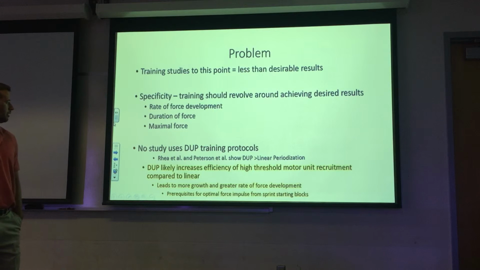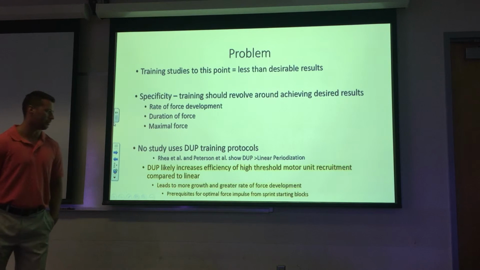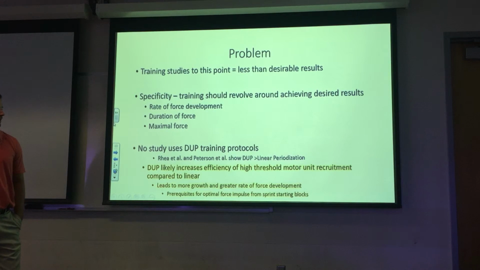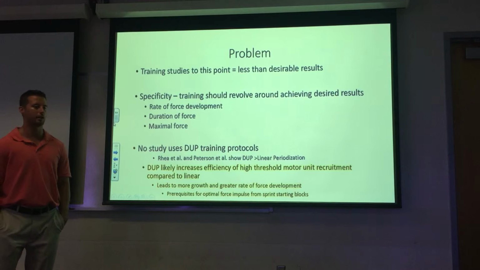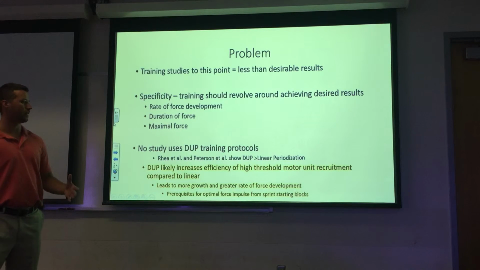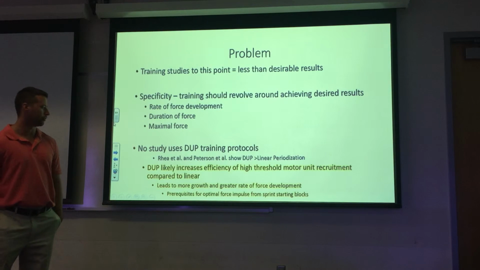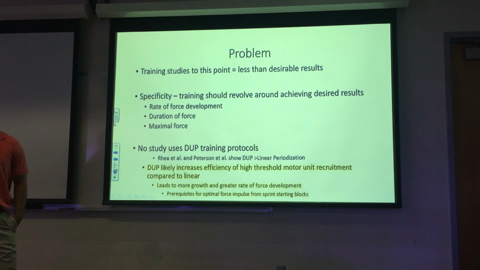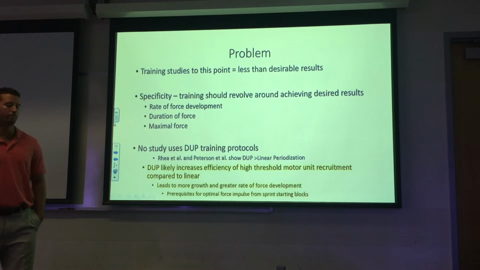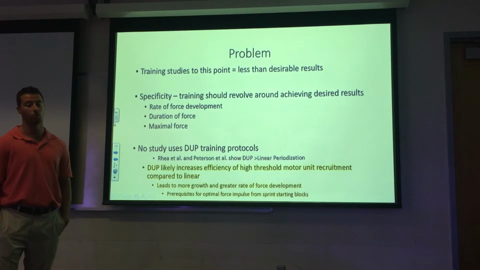If we look at Ray et al. and Peterson et al., they clearly showed that daily undulated periodization is superior to linear periodization. The reason for that likely is that it increases the efficiency of high threshold motor unit recruitment compared to linear periodization, and leads to more growth and greater rate of force development, which are both prerequisites to sprint performance.